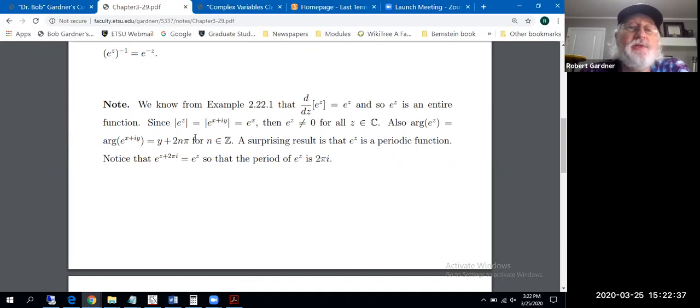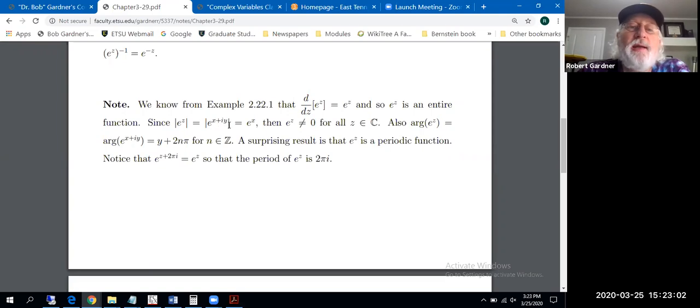If we look at the modulus of e to the z, that'd be the modulus of e to the x plus iy, where z equals x plus iy. By the definition, we can write that as the modulus of e to the x times the modulus of e to the iy. We've been through this many times. I think it's an exercise somewhere in our past as well.